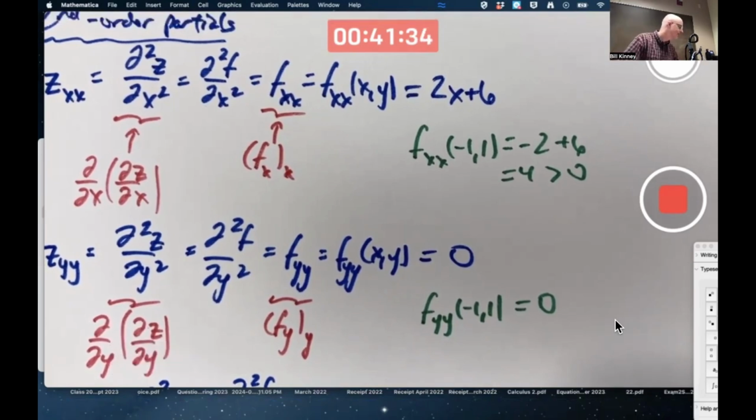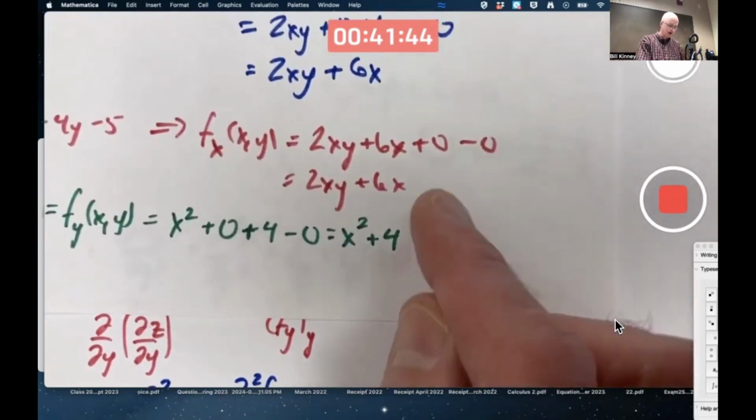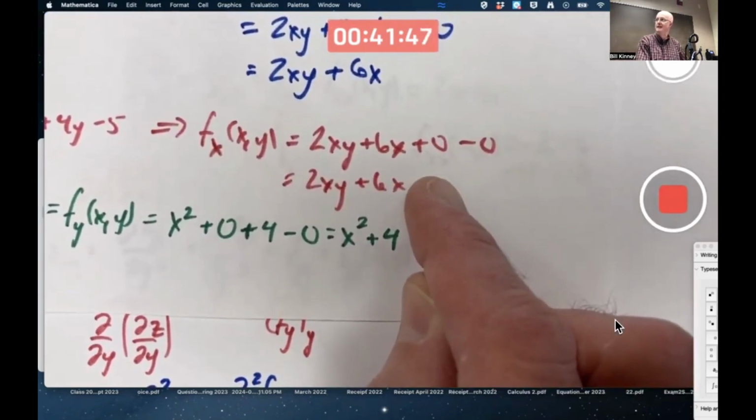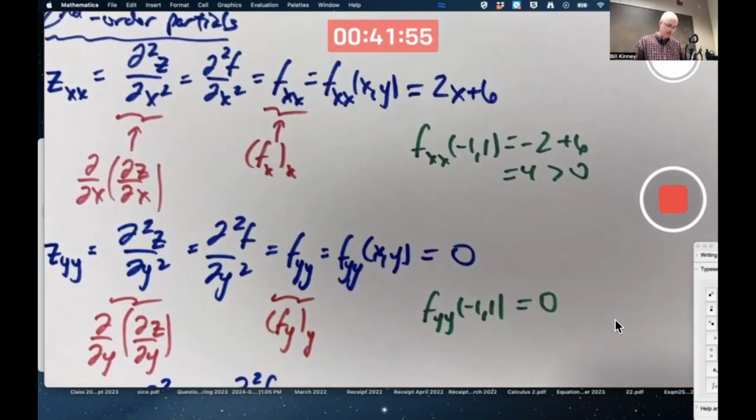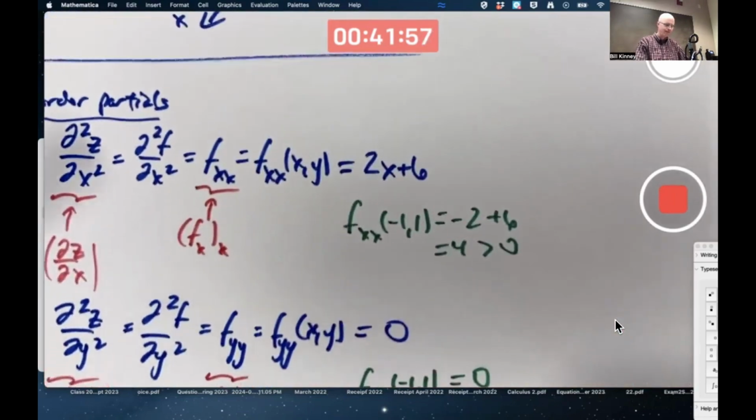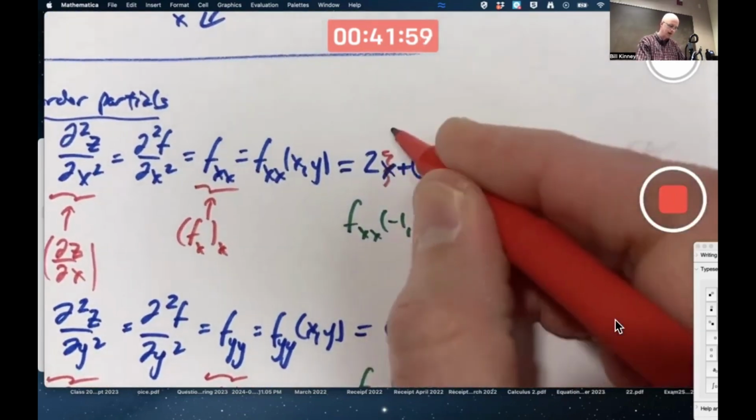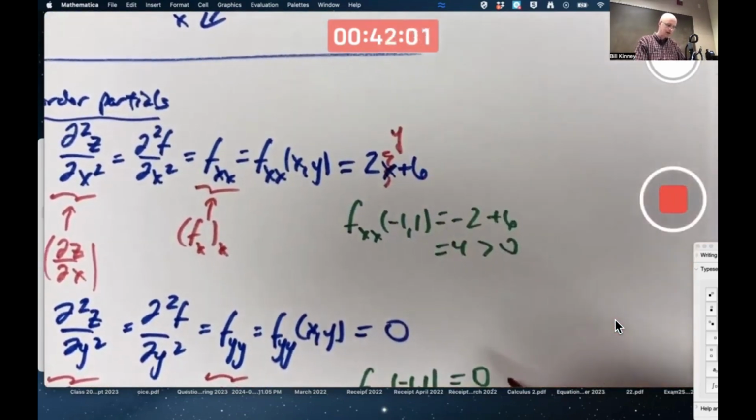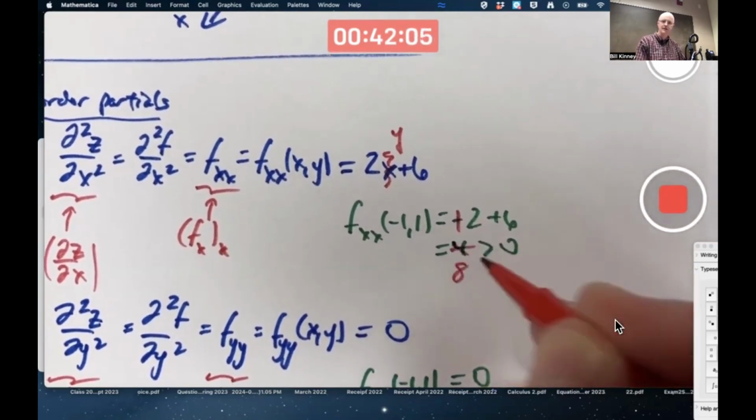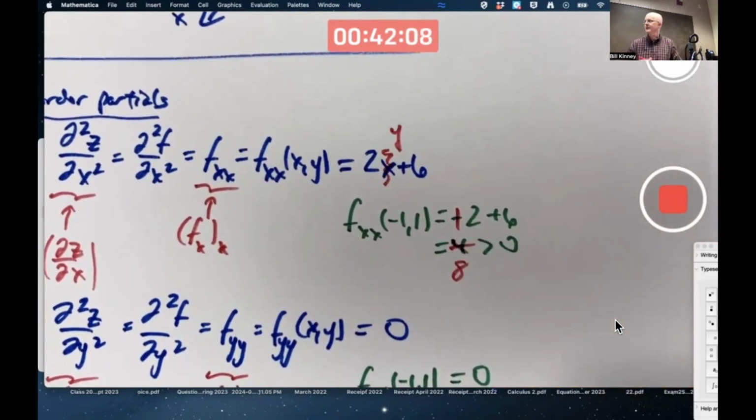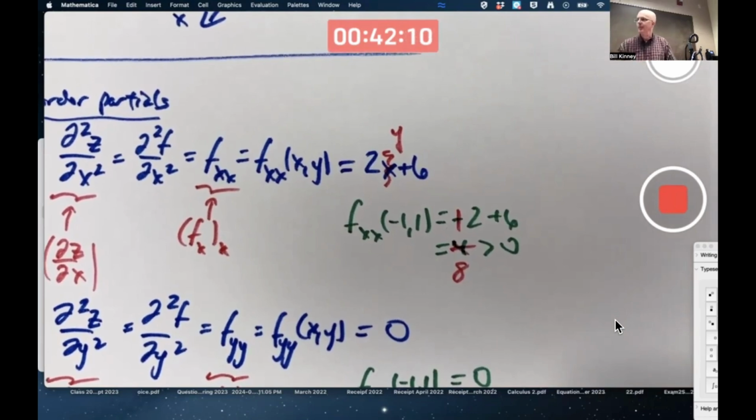Did I make a mistake? Yes, you're right. Thank you. I differentiated this with respect to x incorrectly. Treat the y as constant. So yes, it should have been 2y plus 6. Thank you for catching that. This still ends up being positive, though. +8. So in the x direction, the graph's still concave up.